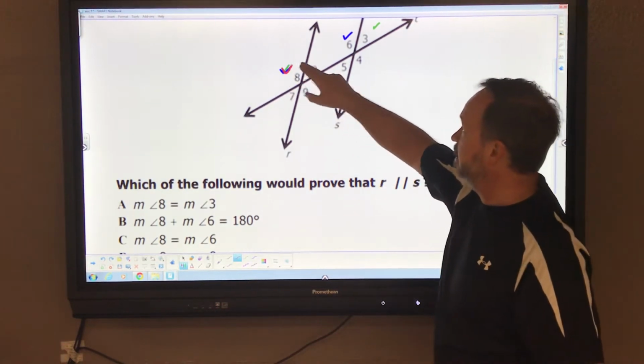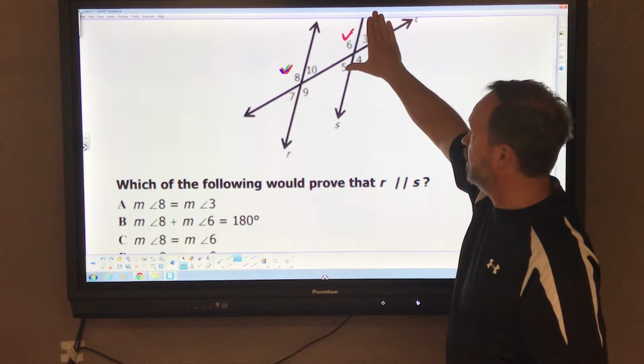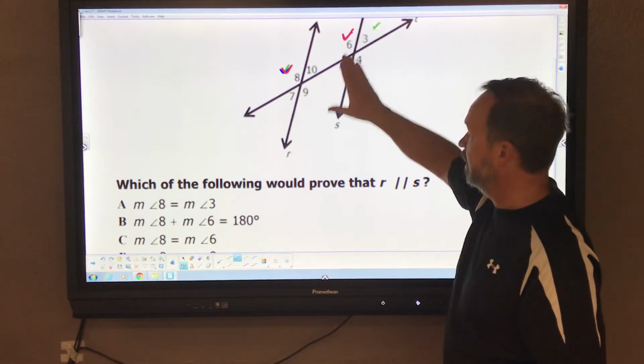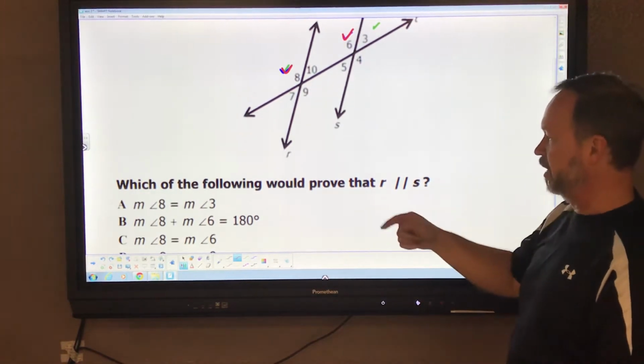The next one is that angles 8 and 6 are congruent. So this is 8 and this is 6, and those are, as we said, corresponding. They're corresponding, and if they're congruent, then that's the answer, and the answer is C.